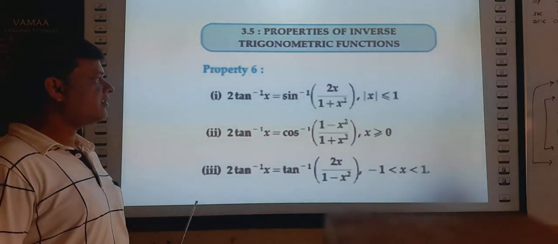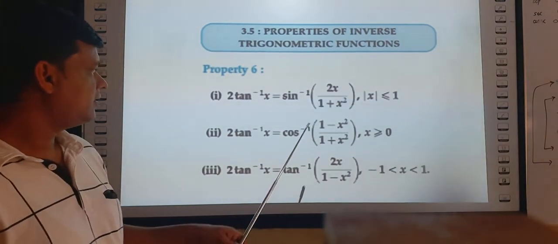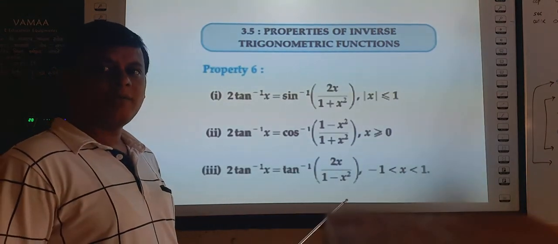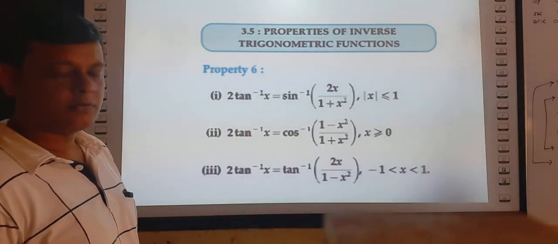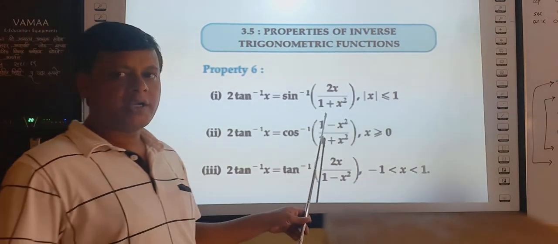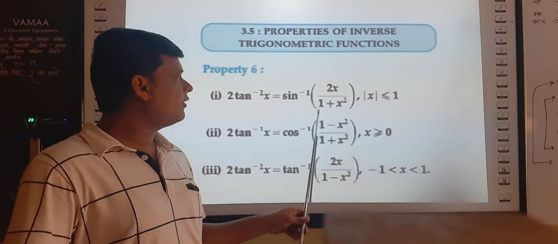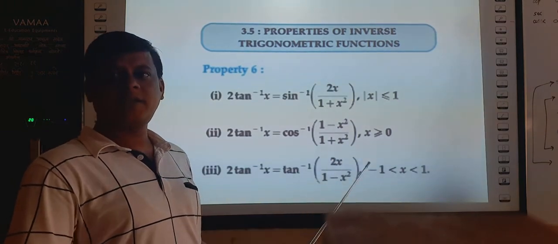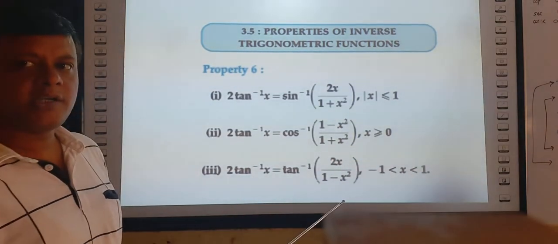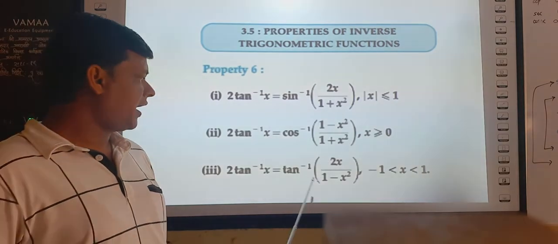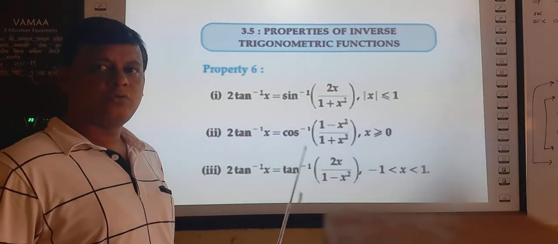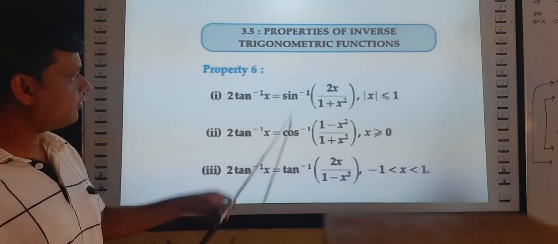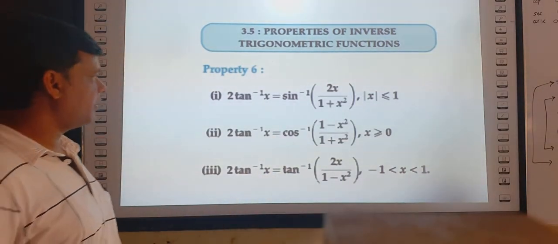Now property 6. These properties can be derived from the double angle formulas in terms of tan. We know that sin 2 theta equals 2 tan theta upon 1 plus tan square theta. Cos 2 theta equals 1 minus tan square theta upon 1 plus tan square theta, and tan 2 theta equals 2 tan theta upon 1 minus tan square theta. So from that you can derive this, or you can remember.